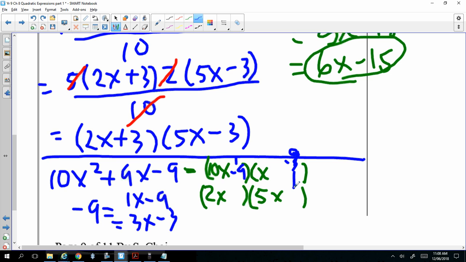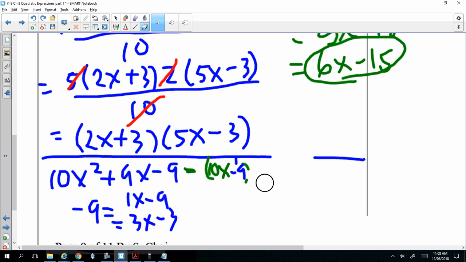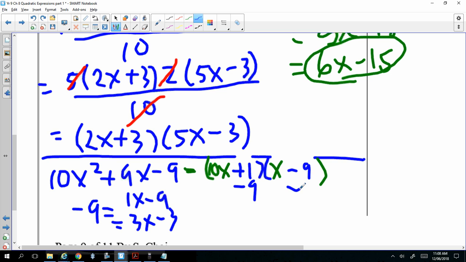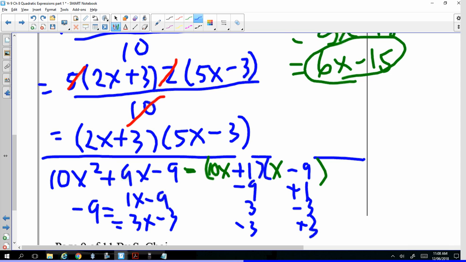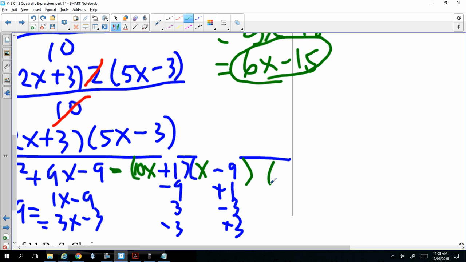Let me finish with this, sorry. Okay, so we got 10x and x, right? And then you can put positive 1, minus 9, negative 9, plus 1, 3, negative 3. Can you see the guess and check can be very long? And then you also have to check this one, which is 2x, 5x, which you have to put all the possibilities.